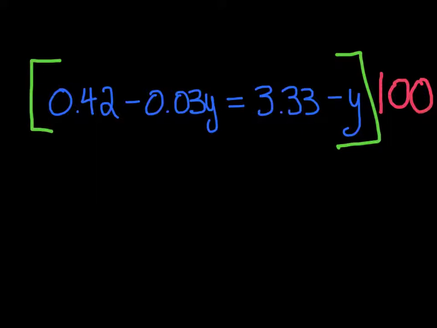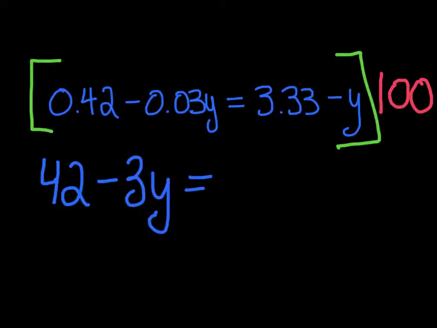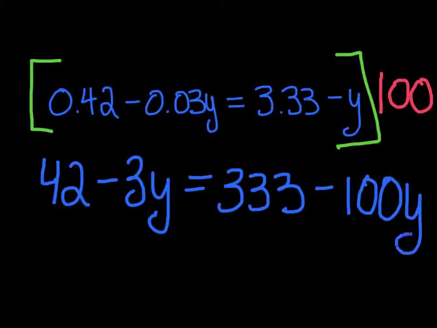When I perform this operation to both sides of my equation, my new equation will read as 42 minus 3y equals 333 minus 100y. At this point in the problem, I look on the left side and I see that I have a term that contains a variable factor, y, and I also have an integer, 42. On the right side of the equation, I have 333 minus 100y.